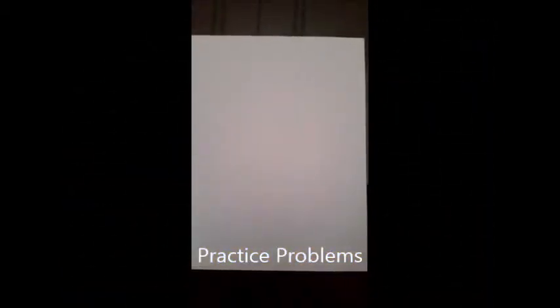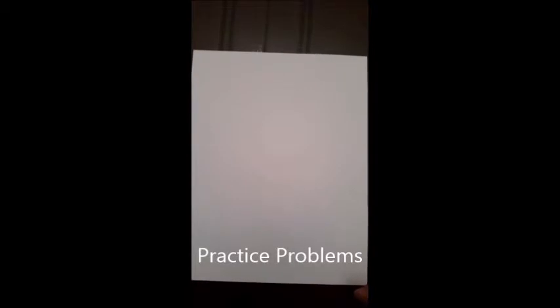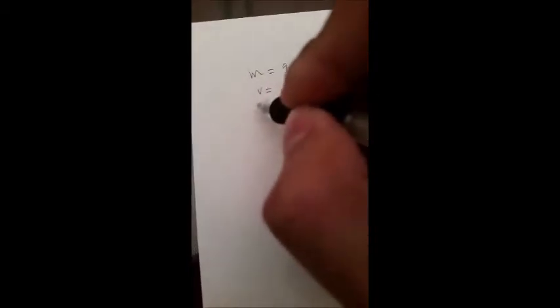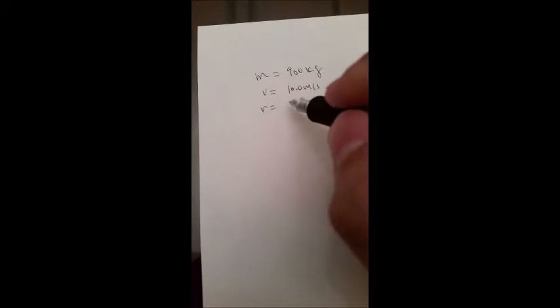So we're going to start with a very simple uniform circular motion problem. For this problem, we are given that a 900 kilogram car is moving at 10 meters per second in a circle that's 25 meters in diameter. So let's just write down the givens first. We know m is equal to 900 kilograms, v is equal to 10.0 meters per second, and r is equal to 25 meters.